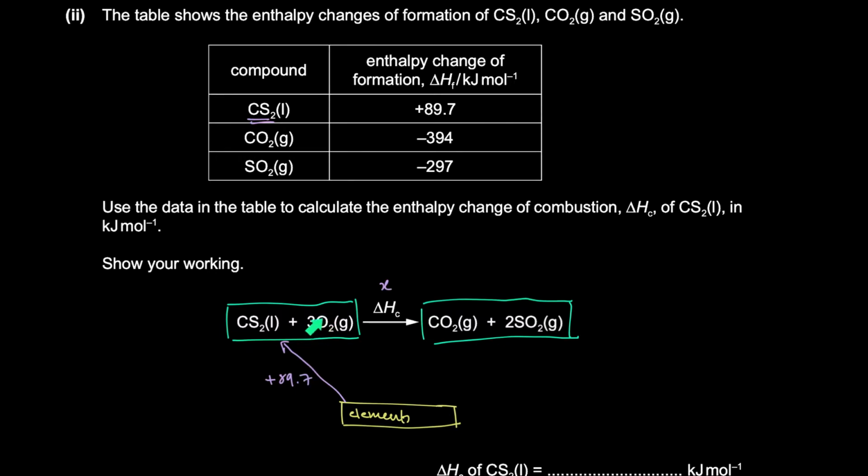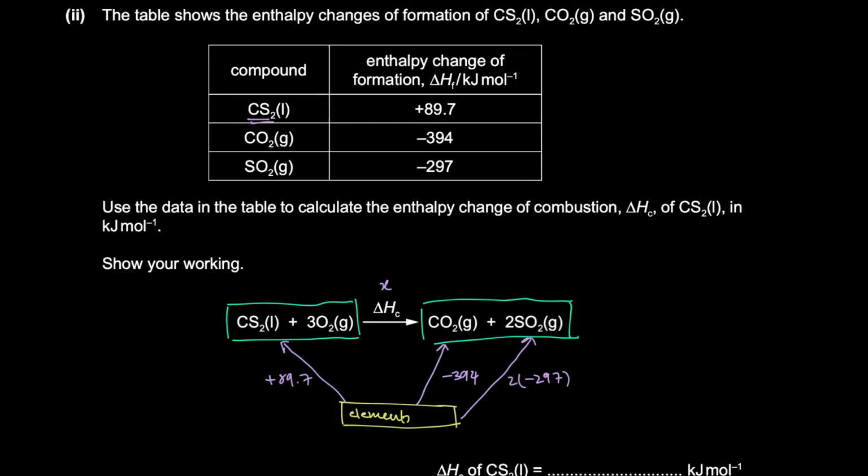What's the formation for oxygen gas? This is just an element. So the formation for oxygen gas will be 0, right? We have formation of carbon dioxide, that's negative 394. Again, that will be from elements to carbon dioxide, that's minus 394, right? And we have formation of sulfur dioxide, which is negative 297. But with this value, what would this value be? Would it be negative 297? No, in this case, we're forming 2 moles of sulfur dioxide, so that will be 2 times negative 297, right?